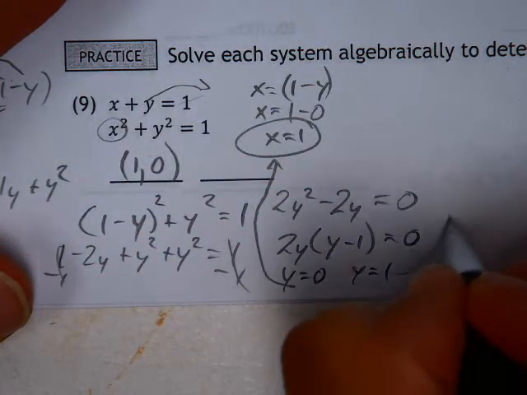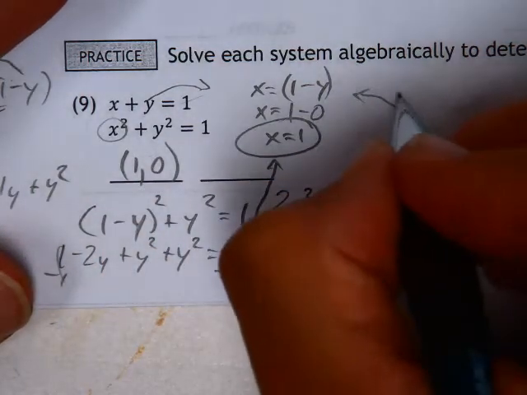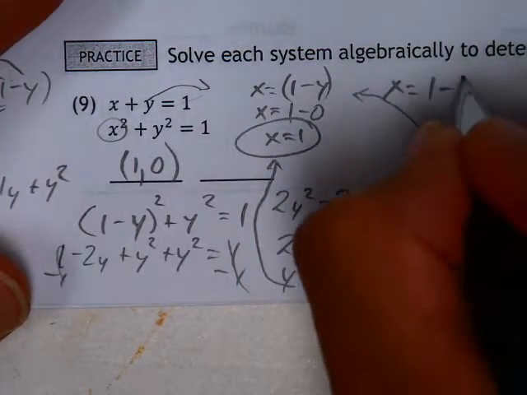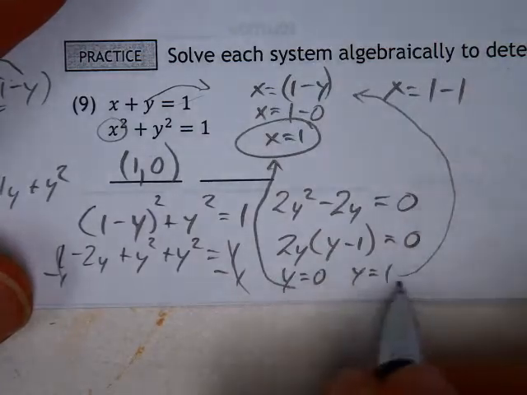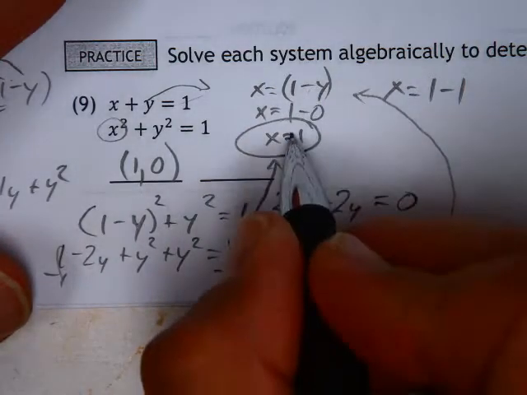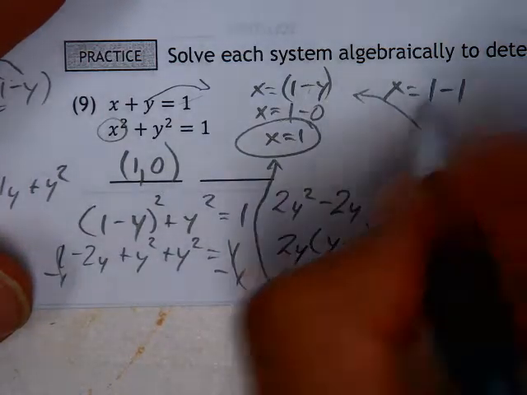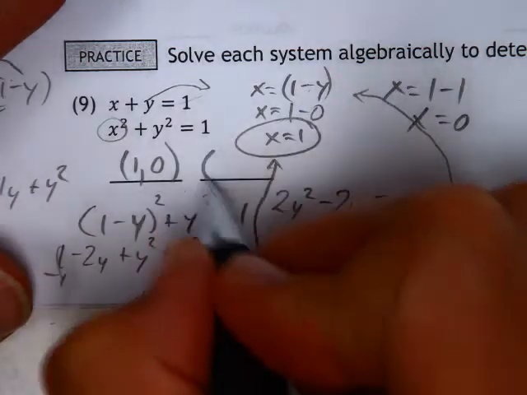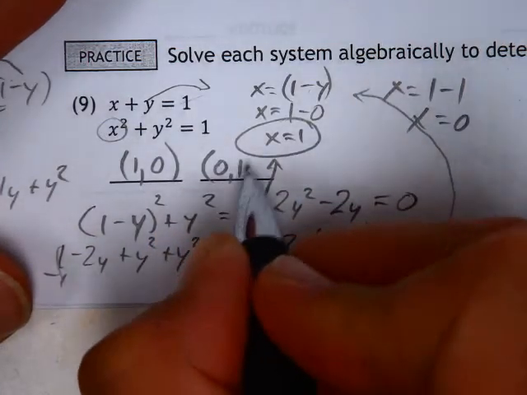But now I can plug in y equals 1 into this same thing, and I've got x equals 1 minus, now it's equal to 1. So I got 2 different y values, I got to plug them into the same equation. One value of y gave me an x equals 1, the other value of y gave me an x equals 0. So that means my other solution is going to be 0, comma 1.